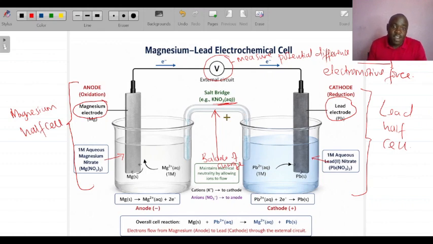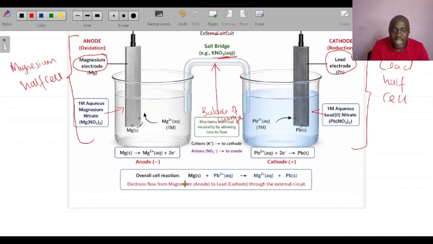Of course we have the flow of electrons, as you can see. Now we have the electrodes on my left hand side, and then we have the electrodes on my right hand side. One of them represents the anode, and the other one represents the cathode. In this case, maybe the question will be, both of these are metals. And now the question is, between magnesium and lead, which one is the most reactive?